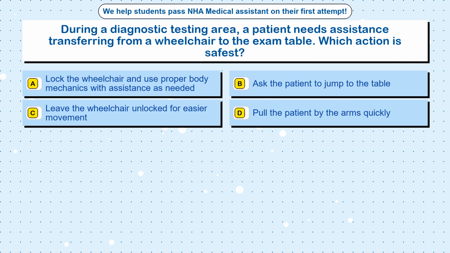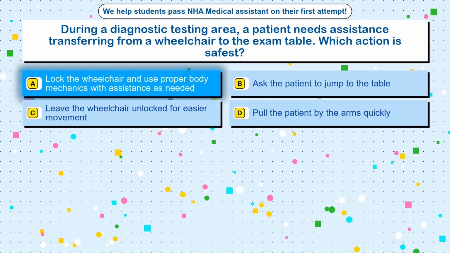Question 98. During a diagnostic testing area, a patient needs assistance transferring from a wheelchair to the exam table. Which action is safest? Option A, lock the wheelchair and use proper body mechanics with assistance as needed. Option B, ask the patient to jump to the table. Option C, leave the wheelchair unlocked for easier movement. Option D, pull the patient by the arms quickly.